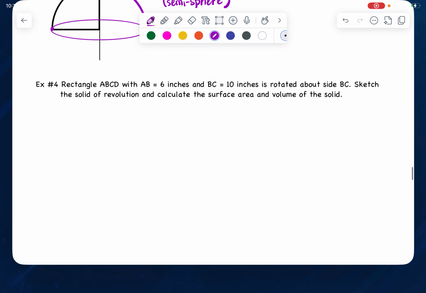Okay, it says rectangle ABCD with AB 6 and BC 10. I'm going to stop right there and just sketch what I got. So I've got rectangle ABCD. AB is 6, and BC is 10. Then it says it is rotated about side BC. That means side BC is the axis that our rectangle is going to spin around.